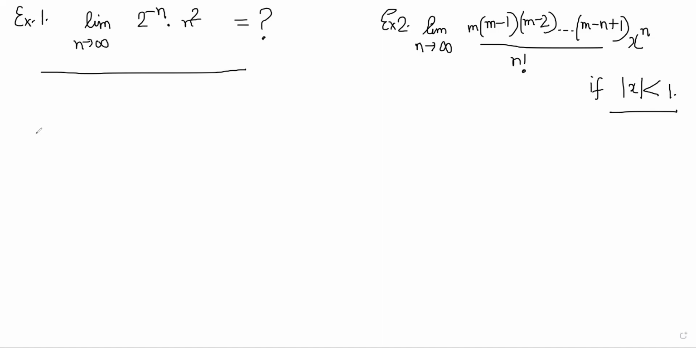So the first one is 0. How? Sir, I have done it with the help of the ratio test. Limit n tends to infinity f of n plus 1 upon f of n will come out to be half. So since it is between -1 and 1, hence it will converge.